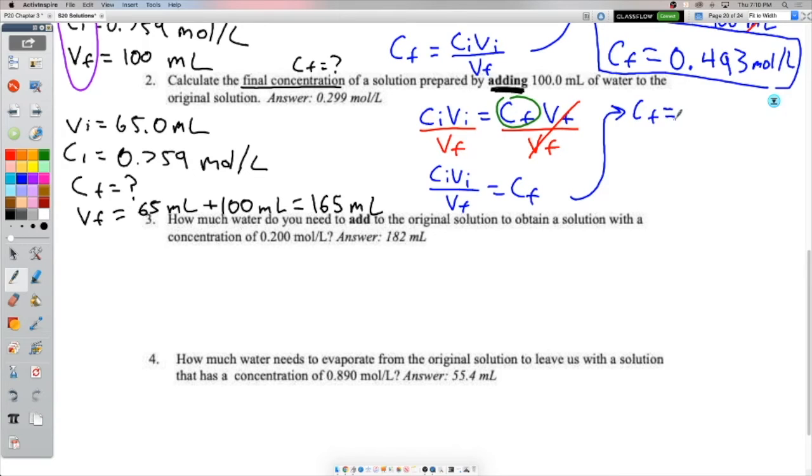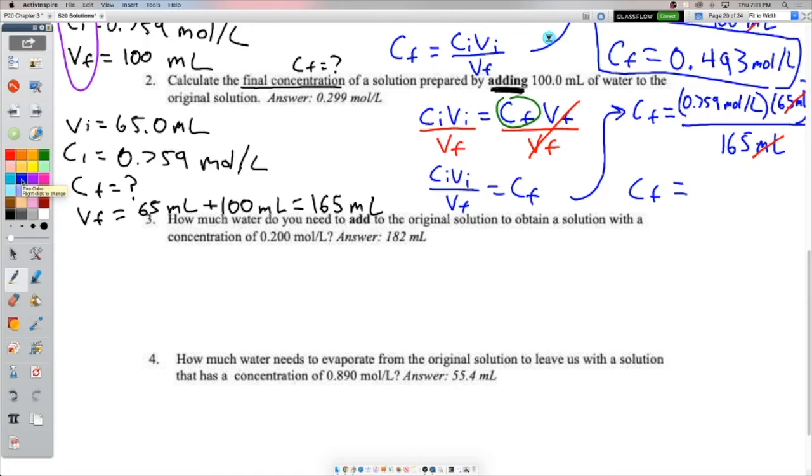So CF equals CI times VI. CI is 0.759 moles per liter, times VI, 65 mils. I may not have room for units, but I just squeezed it in there. Over my VF, so CIVI over VF, and VF is 165 milliliters. Plug that all in, be careful with your calculations, and make sure your units cancel the way you want them to. Good enough, they do, milliliters over milliliters, leaving me with moles per liter. Perfect, that's what I want.